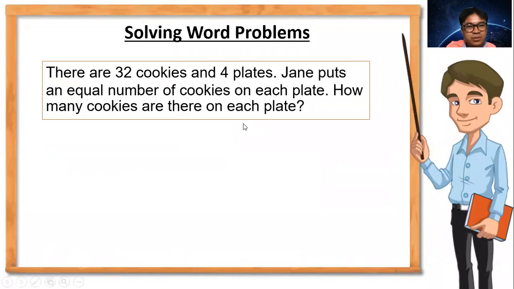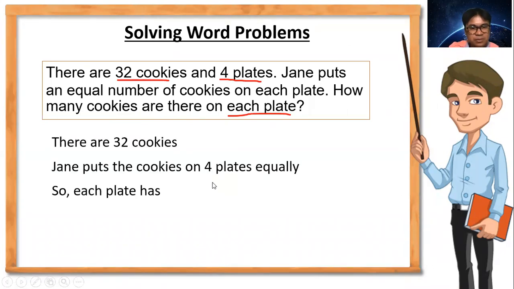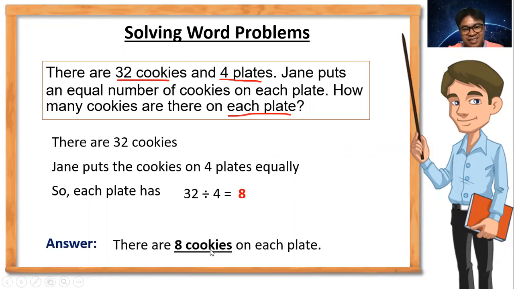Okay. Another example here. There are 32 cookies and 4 plates. Jane puts an equal number of cookies on each plate. Question, how many cookies are there on each plate? So take note, there are 32 cookies, 4 plates. So divide. Jane puts cookies on 4 plates equally. So each plate has 32 divided by 4 equals 8. So there are 8 cookies on each plate.